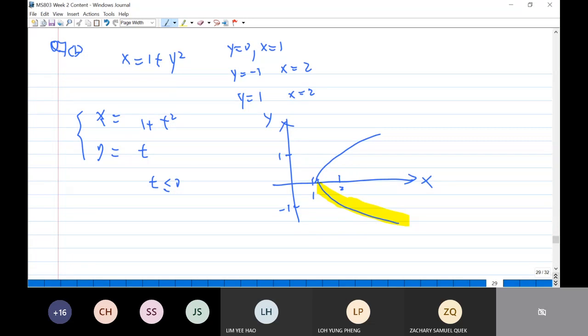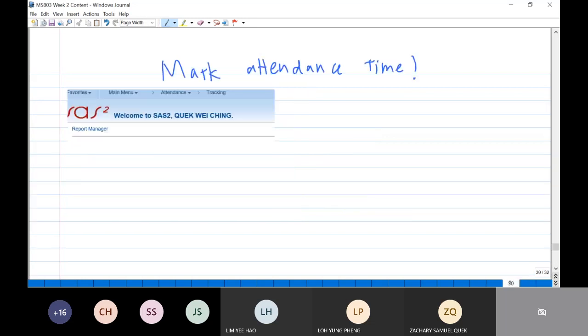This is question 7b. How to actually come up with a simple one? One of the simplest ways is actually to turn one of the variables into the parameter. Then you get the same equation, just a simple way to get the parametric equation. Okay, so this is question 7b.